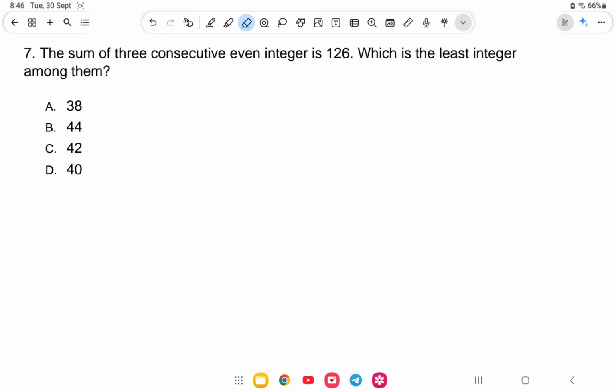So the next question is, the sum of 3 consecutive even integers is 126. Which is the least integer among them? So here take the mathematical term, that is 3 consecutive even integers. First of all, consecutive means one after the next, that is 1, 2, 3, 4. It is consecutive in the English sense.